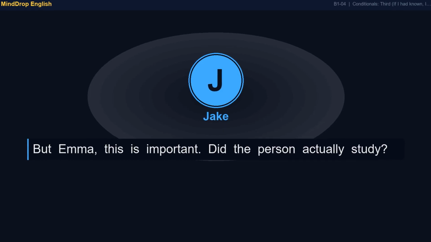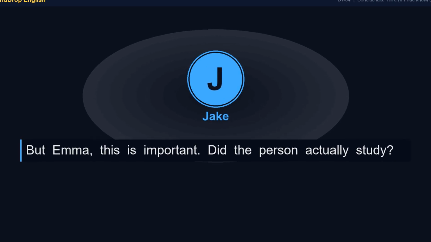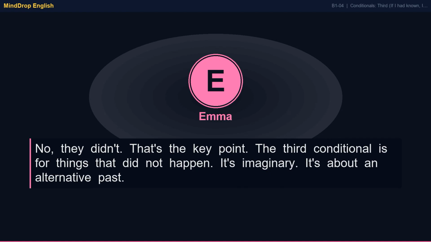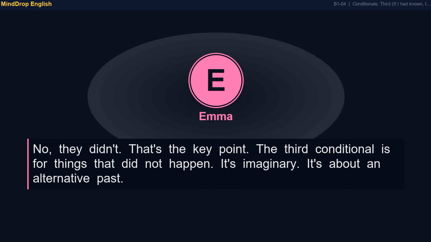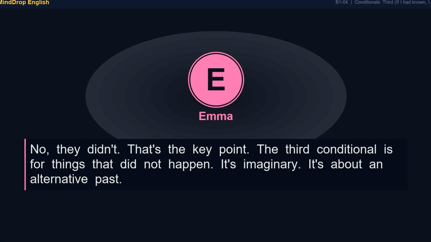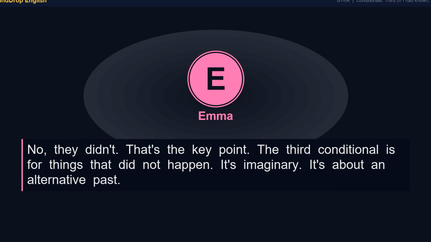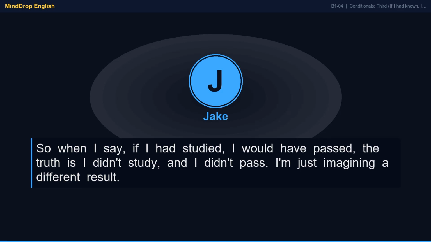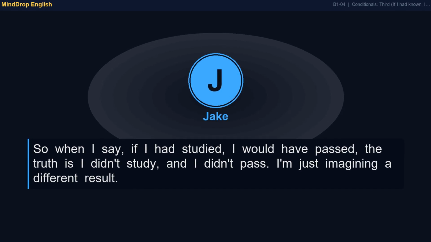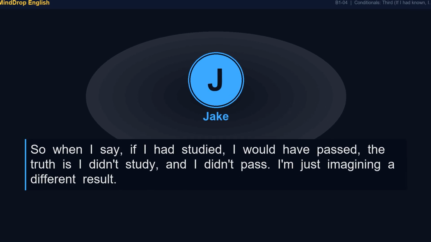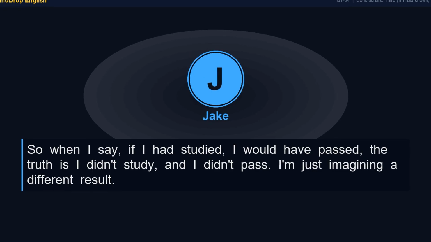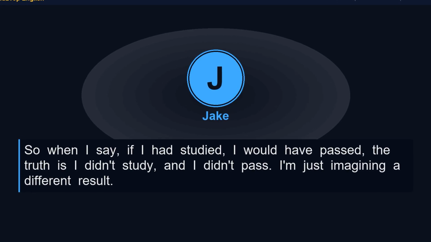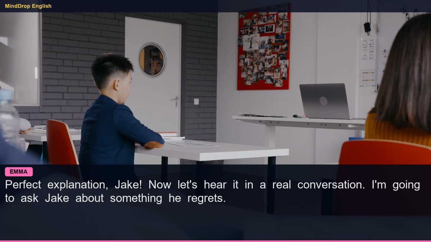But Emma, this is important. Did the person actually study? No, they didn't. That's the key point. The third conditional is for things that did not happen. It's imaginary. It's about an alternative past. So when I say, if I had studied, I would have passed, the truth is I didn't study, and I didn't pass. I'm just imagining a different result. Perfect explanation, Jake.